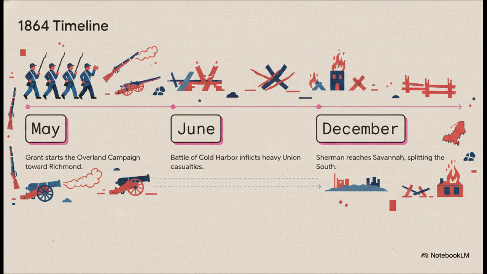In May, Grant and George Meade crossed the Rapidan River with 100,000 troops, kicking off the Overland Campaign aimed right at Lee's army in Richmond. Meanwhile, General William Tecumseh Sherman is leading 110,000 men toward Atlanta. In June, Grant orders a massive assault against fortified Confederate positions at the Battle of Cold Harbor, and by December, Sherman hasn't just captured Atlanta, he's completed his totally devastating march to the sea, arriving in Savannah.